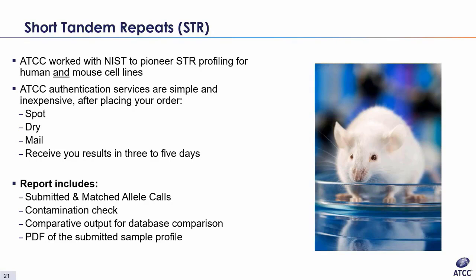As a service, ATCC offers cell line authentication utilizing short tandem repeat profiling. STR profiling helps to detect misidentified, cross-contaminated, or genetically drifted cells, which invalidate research results. To take advantage of this service, simply receive a sample packet through the mail, spot cells onto a paper insert, and mail back. You will receive a report that includes the STR profile of your cell line, a comparison of your cells against an STR profile database, electropherogram supporting the allele calls at each loci, and a complete interpretation of the results.